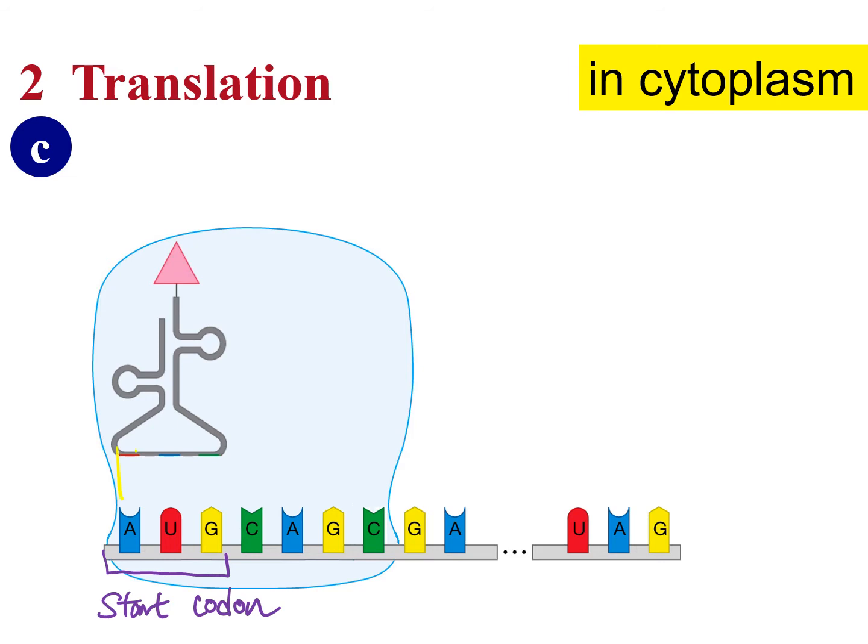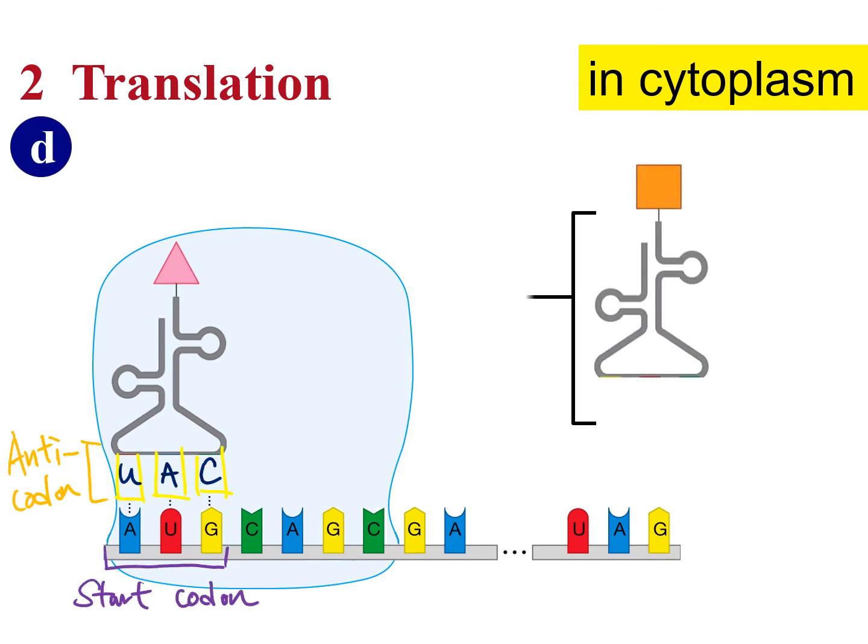Now the question is, there are anticodons at the bottom of the tRNA. Can you tell me what are the anticodons which match with the start codon on the mRNA? It should be A matches with U, U matches with A, and G matches with C.